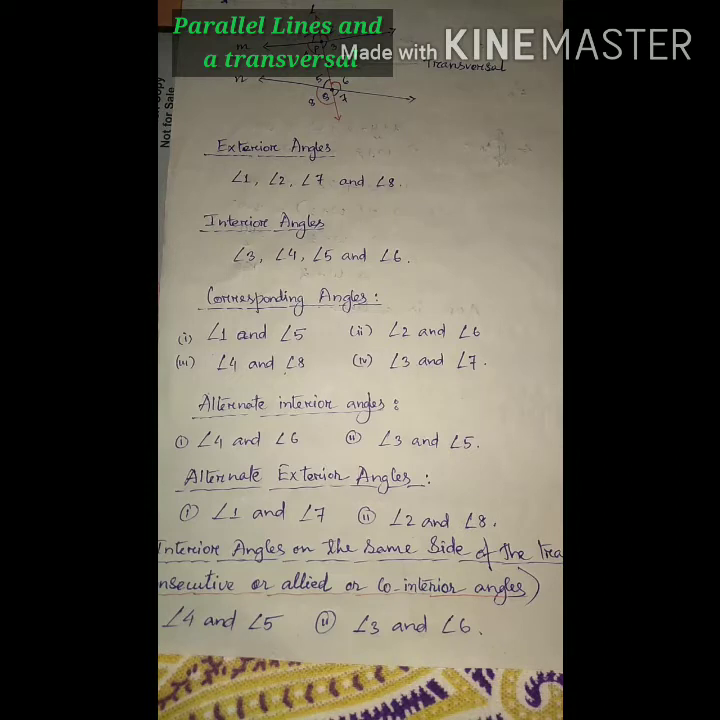Next one is interior angles on the same side of the transversal. In your book, on page number 98, everything is given there. If you want, you can see it on page 98. Now you see, this red line is the transversal, and on the same side, either on the right hand side or on the left hand side, you have to consider the interior angles. Interior angles means 3, 4, 5, 6.